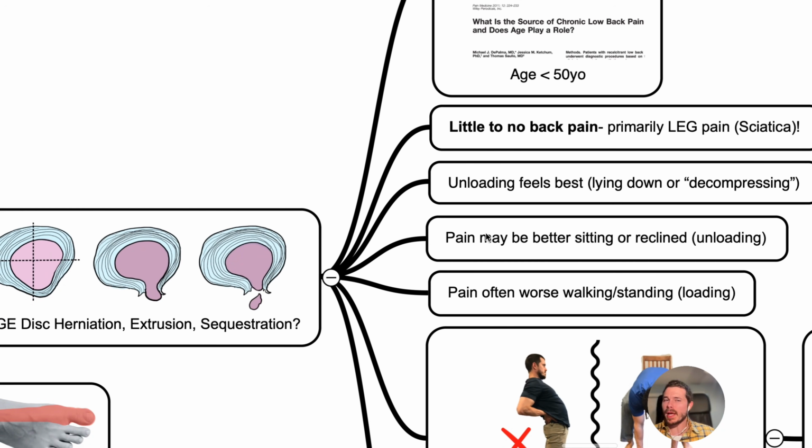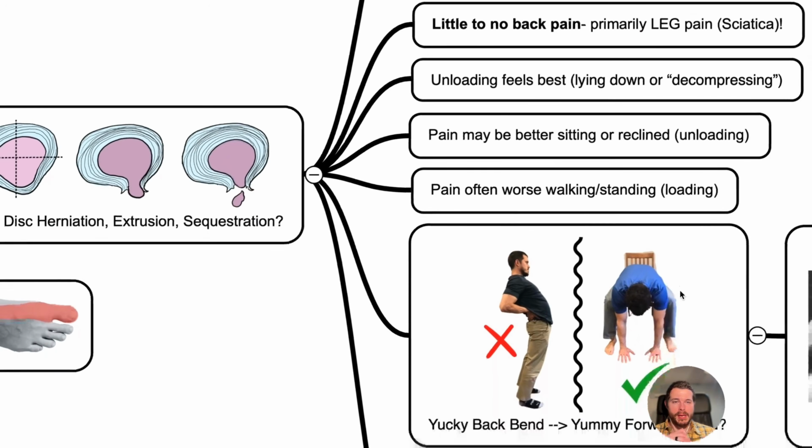Disc extrusions, pain is often better while sitting or reclined. Unloading the spine. Giving space for that extrusion to breathe, giving space for the nerves in the spine to function. Pain is often worse while walking and standing, while loading the spine. As you'll see here in a bit, disc extrusions can actually cause stenosis. You can have spinal stenosis caused by a large disc extrusion, herniation, sequestration. Pain is often worse while standing and walking.